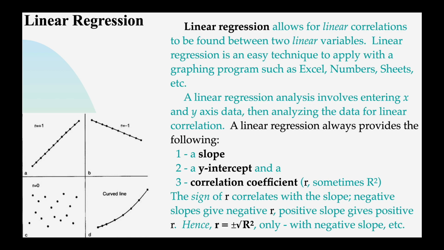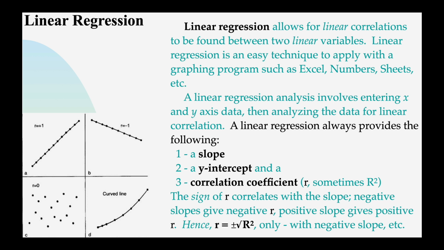A linear regression is literally just putting the X data in and then the Y data in and pushing some buttons, all right? And if you've done the linear regression right, you're always going to get out three things: a slope, a y-intercept, and you want to have some way to find what's called the correlation coefficient.